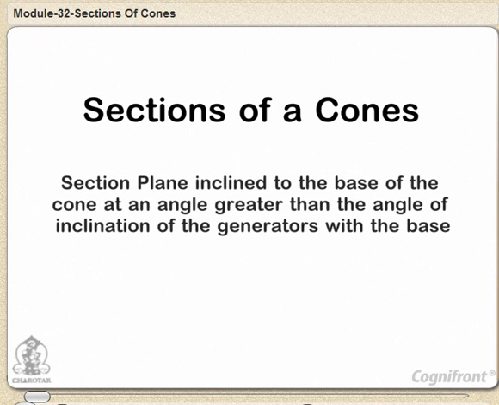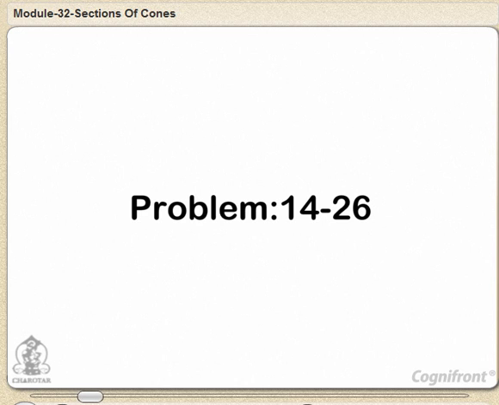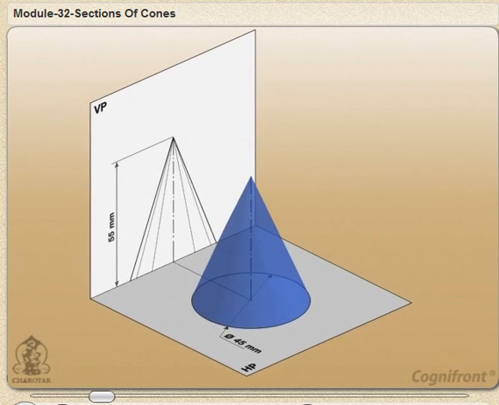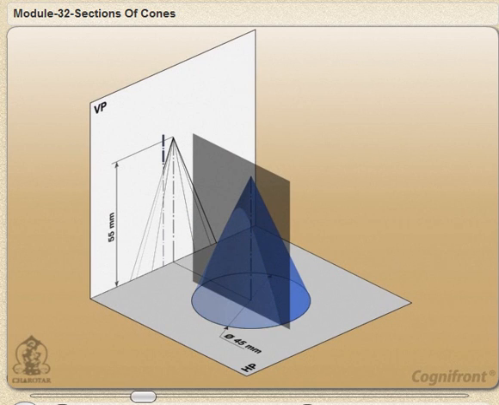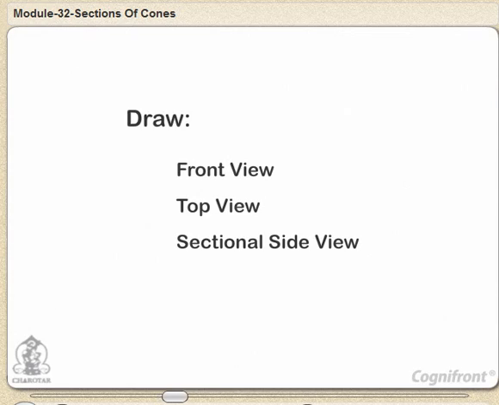Sections of cones. Section plane inclined to the base of the cone at an angle greater than the angle of inclination of the generators with the base. Problem 14.26. A cone, base 45 mm diameter and axis 55 mm long, is resting on the HP on its base. It is cut by a section plane perpendicular to both the HP and the VP and 6 mm away from the axis. Draw its front view, top view and sectional side view.